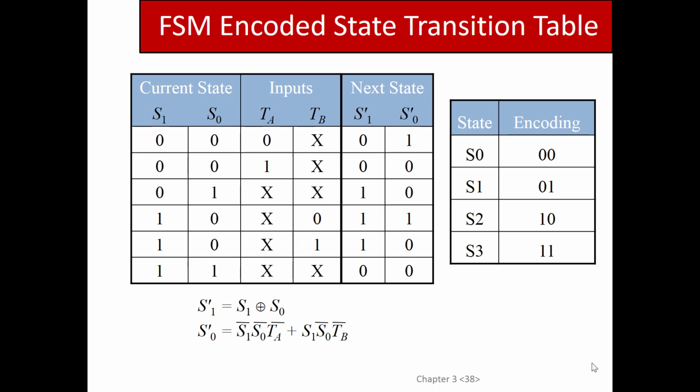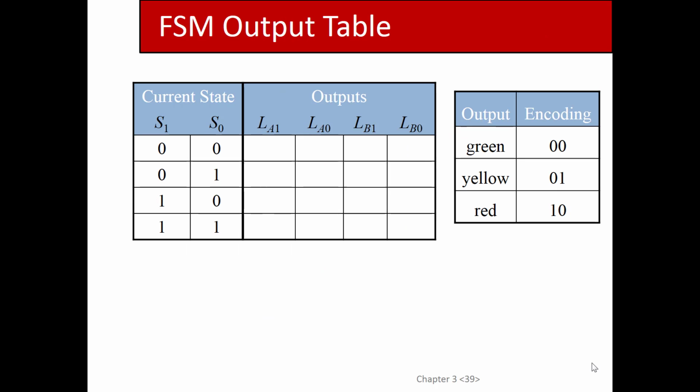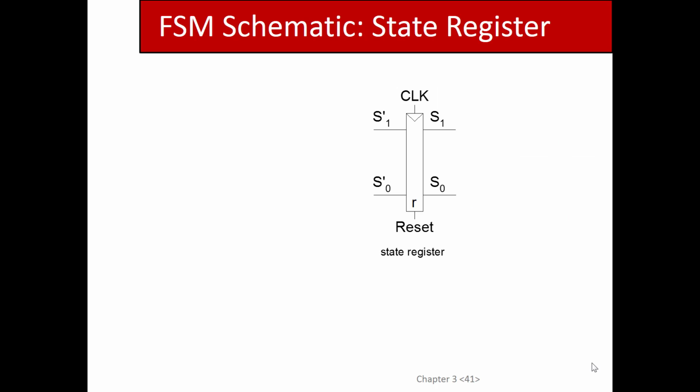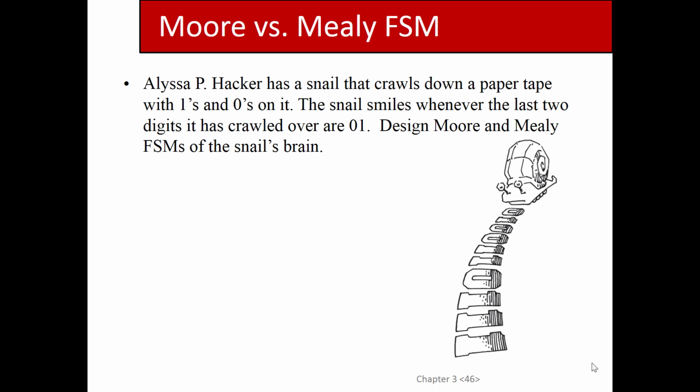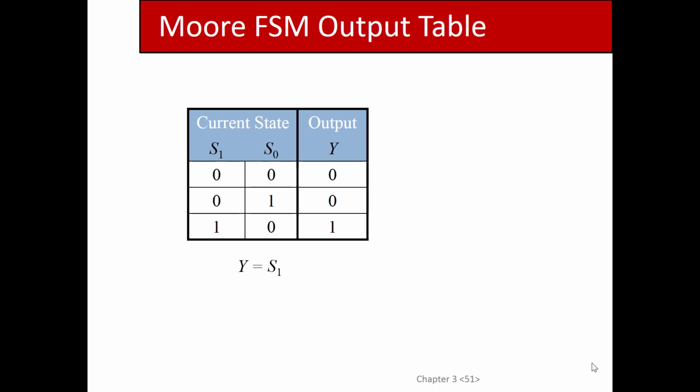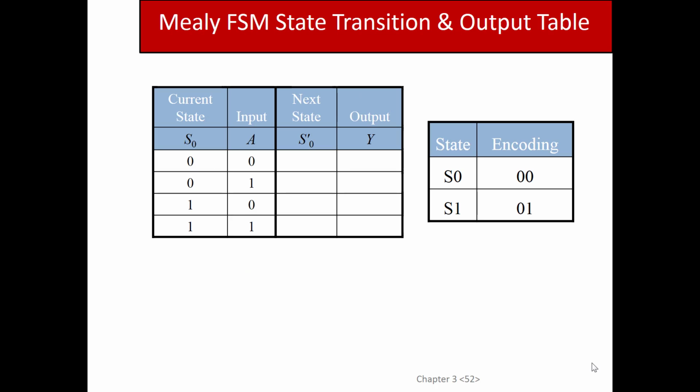I mentioned in class that if you encode states one way versus another way, it may make the next state logic more costly in terms of gates or number of inputs, right? But behaviorally, it doesn't matter how you encode the states. And then the output logic is just, in the case of a Moore machine, the outputs are a function of the state. And then in a Mealy machine, the outputs are a function of the current state and the input.